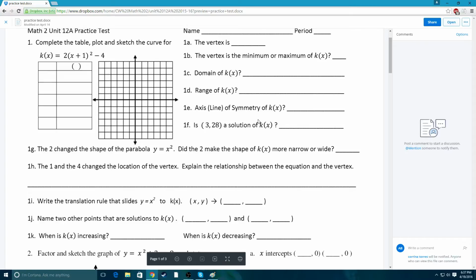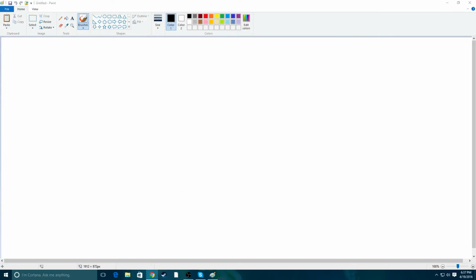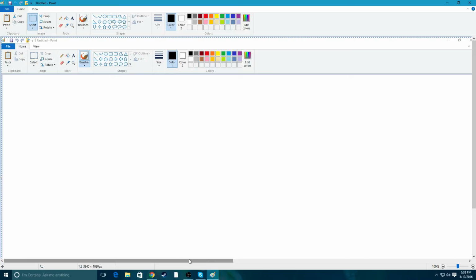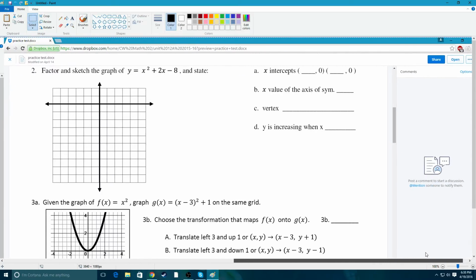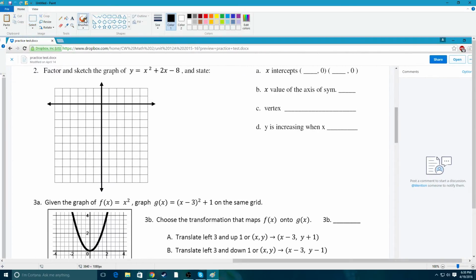Okay. Let's look at number 2. Look at 2 and 3 on the same page. Okay, so for number 2, factor. So this is what's in standard form. Since it's in standard form, we can graph this, or we can factor this thing.